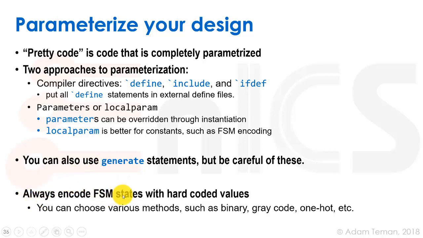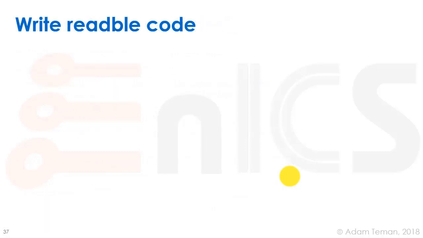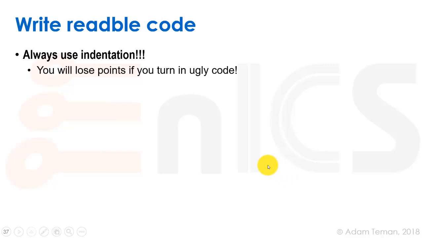Always encode the FSM state with hard-coded values. You have to choose between different ways: binary, gray code, one-hot, etc. There are, again, lots of philosophies on this, lots of papers about the pros and cons of each type, but encode them with hard-coded values, give them names, makes your code much more readable, and that helps us not make really bad bugs. Write readable code. That's really important. Always use indentation.